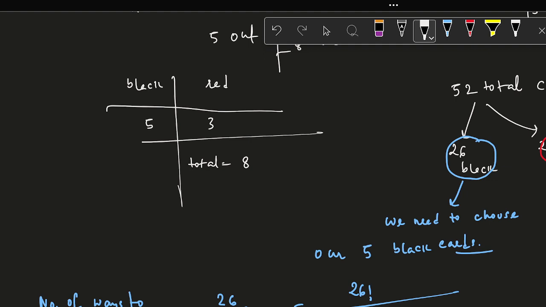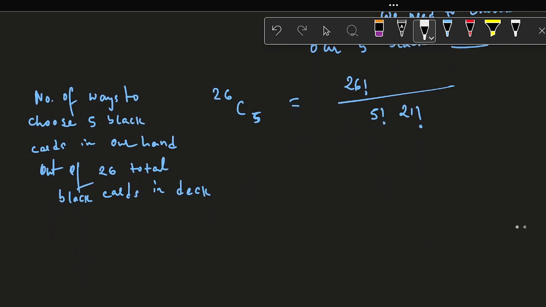The same way, it is the number of ways to choose 3 red cards out of 26 total red cards. So it is just 26 factorial by 3 factorial, and then 26 minus 3 is 23 factorial. Now you can just use your calculator and go on to solve what is the value.